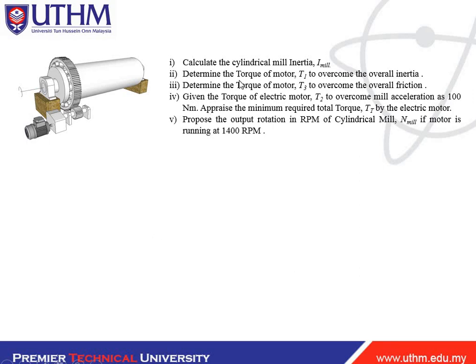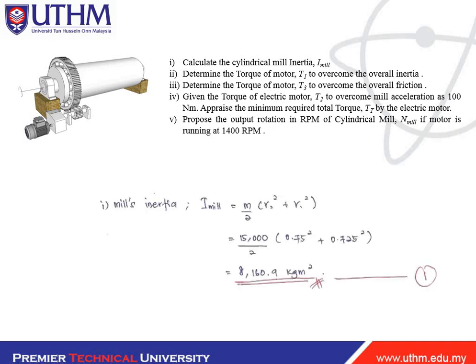The question is to calculate the cylindrical mill inertia. Just now you know the motor shaft inertia and gearbox shaft inertia. Now you need to calculate the mill body inertia, based on the formula given. Actually there is no formula given, but you need to know the formula. So this is the formula for the hollow cylinder.